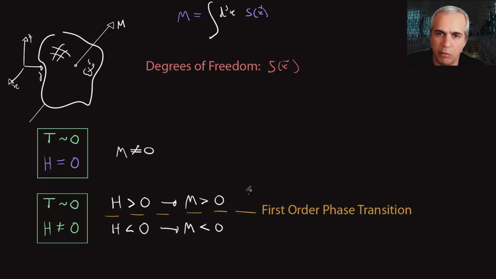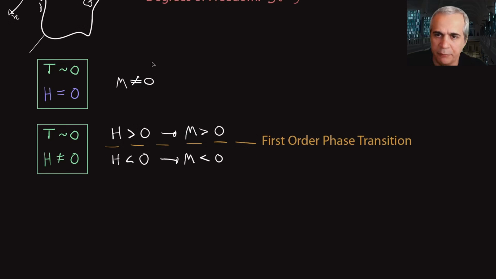Now we want to know what happens as I increase temperature. So we're thinking of a situation where T is bigger than 0, and the external field is 0.